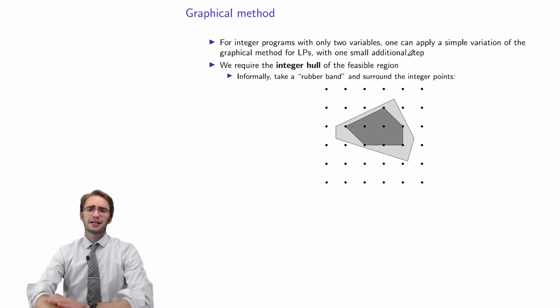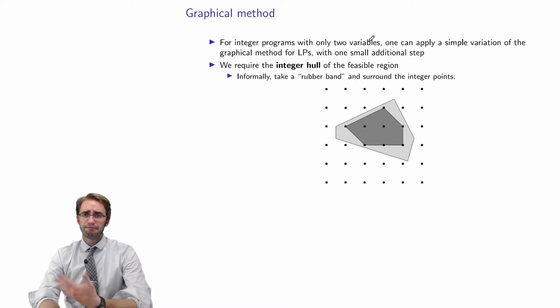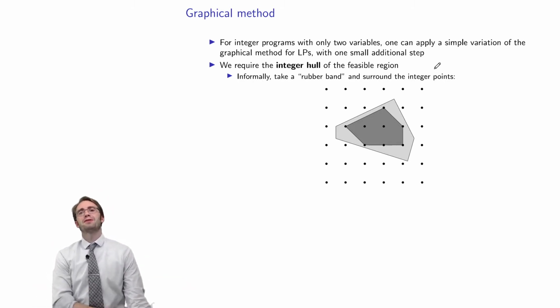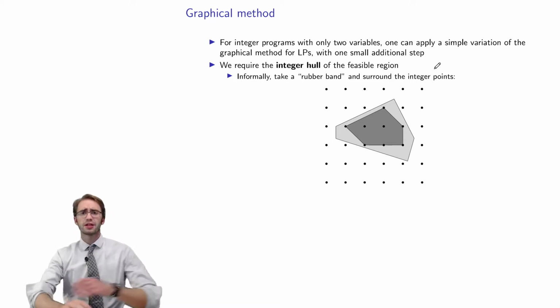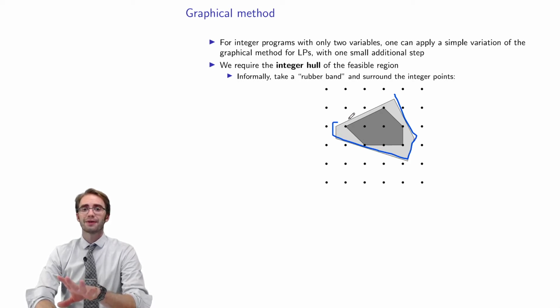One last aside is that there is a graphical method for solving integer programs in 2 dimensions. For integer programs with only 2 variables, not much changes about the graphical method. If I give you an integer program with 2 variables and ask you to solve it using the graphical method, here's how. Number 1, forget about the integer constraint. Just draw the feasible region like I've done here for the linear program.